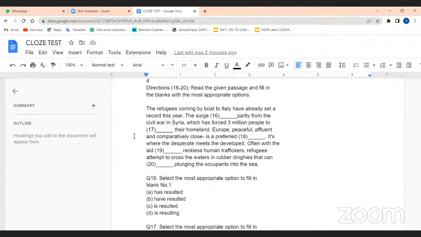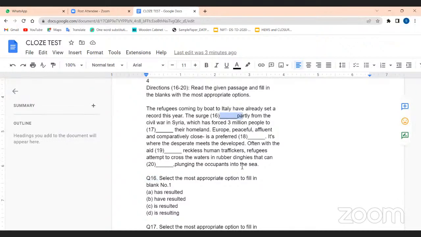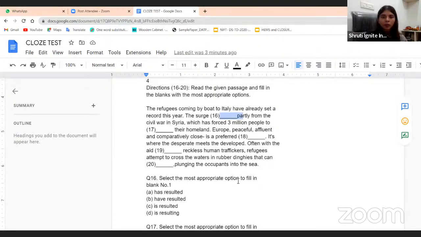So you're looking at comprehending the passage that is given and then thinking of the appropriate option that you can put in these particular blanks. For each blank, the number is provided over here. For the 16th one, these are your options, and you have to choose the correct option that will fit over here. Like that, you have to solve the entire passage. Yes, ma'am. Okay. Has resulted.